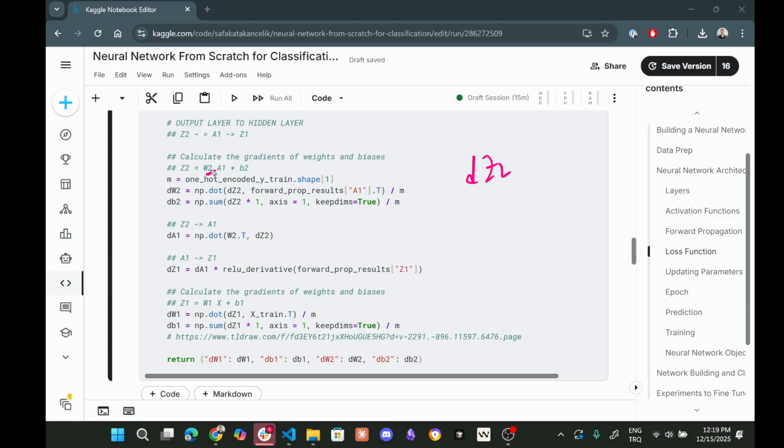When we take a derivative with respect to this, it removes and we only get a1. So what I do is take a dot product of dz2 with a1 here. That gives us the gradient of dv2. And for the bias 2, it just removes this section entirely and we just get 1. This is a simple derivative operation.